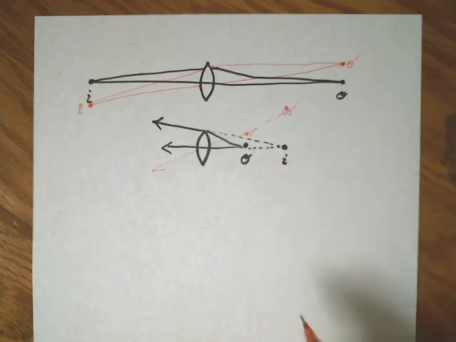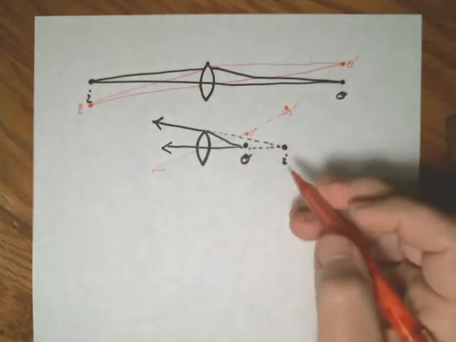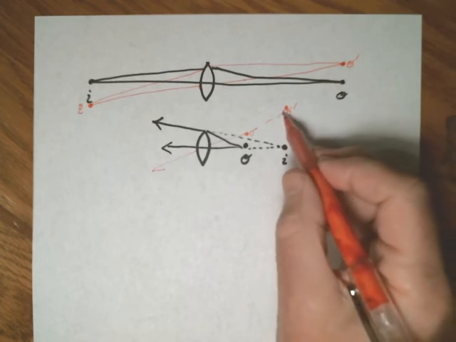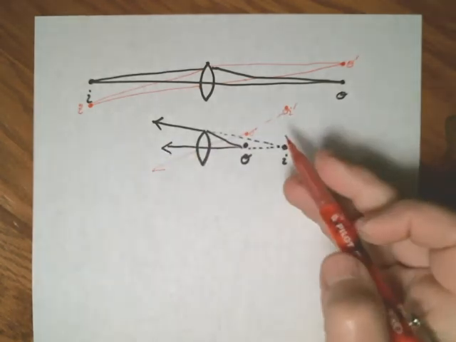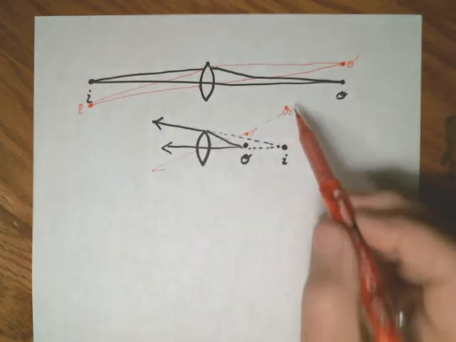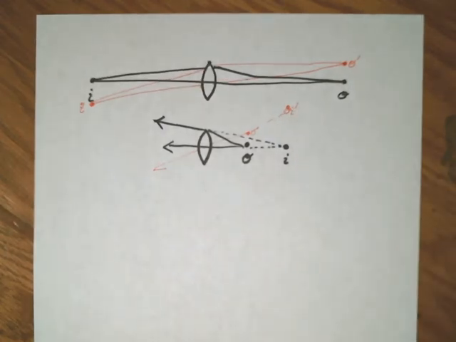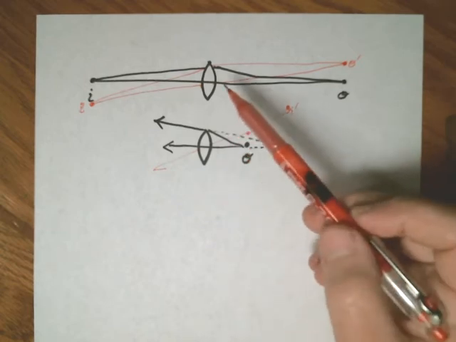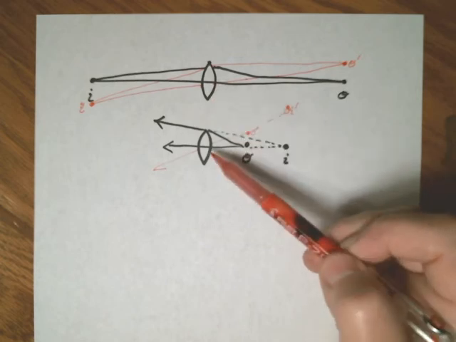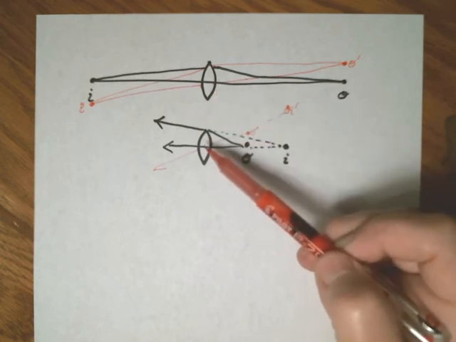Cheat a little bit there. And then if I wanted to draw the other one here, I could draw that, but I know that it would have to come back to some point, to the same point. So here we have the two different types of images that we can get from a converging lens.